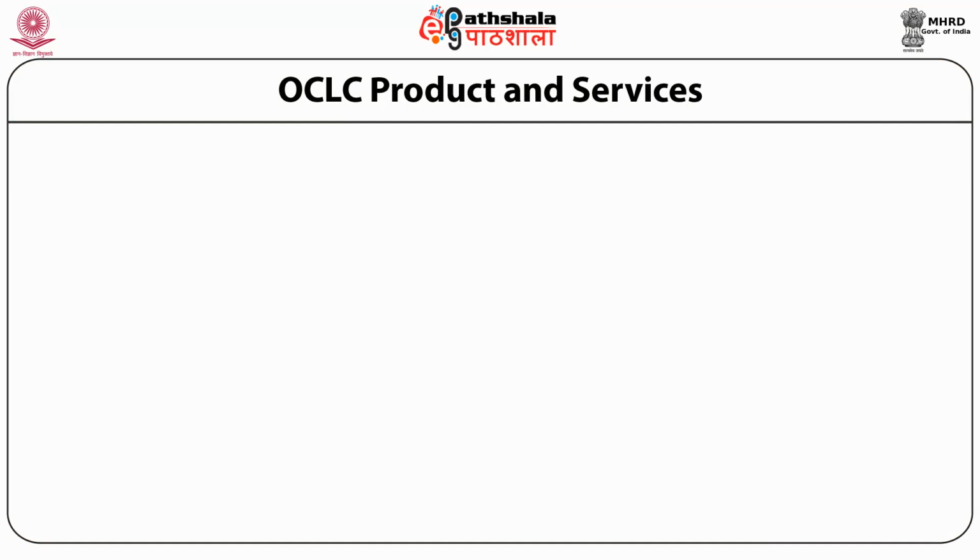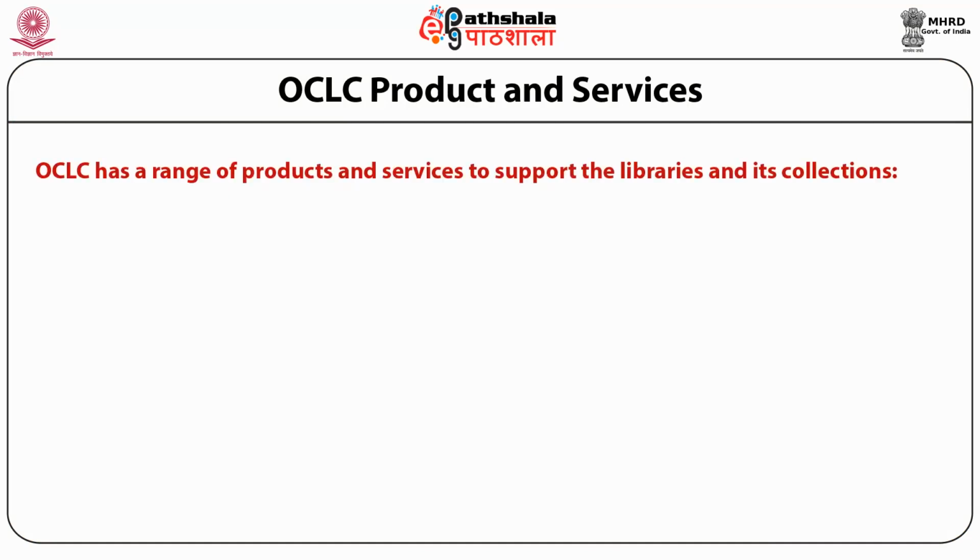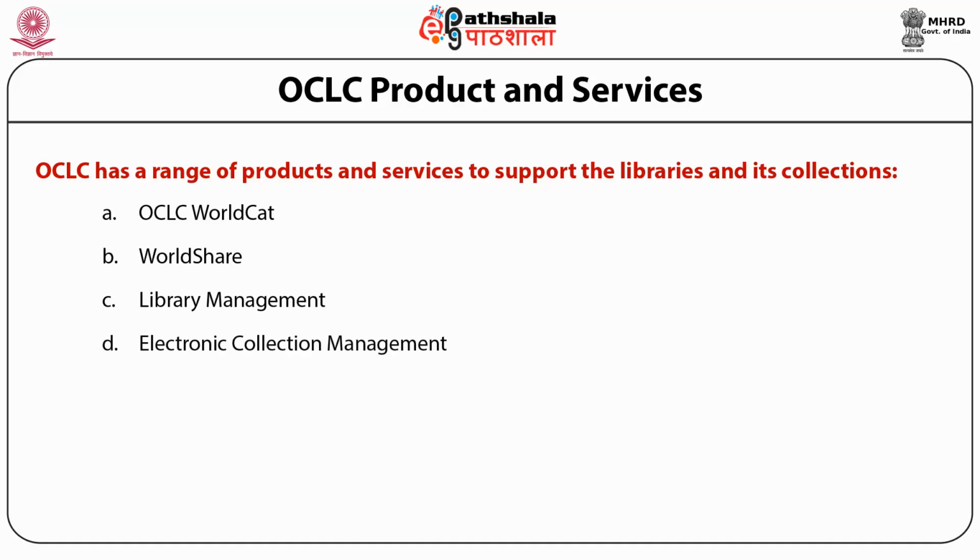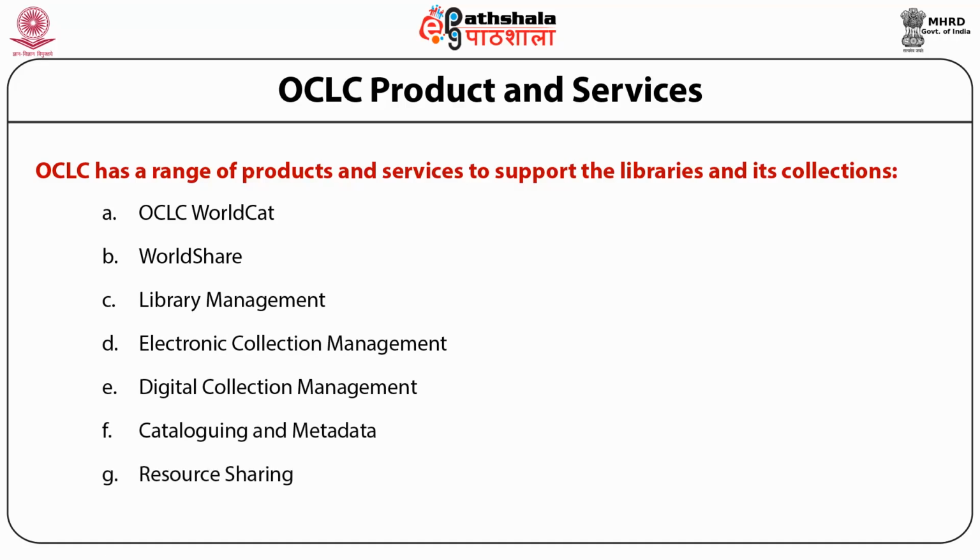What are the OCLC products and services? OCLC has a range of products and services to support the libraries and their collections, which directly benefit the users. Some of the products and services are as follows: OCLC WorldCat, WorldShare, library management systems, electronic collection management services, digital collection management, cataloging and metadata services, resource sharing, and last but not least, most importantly, discovery services.